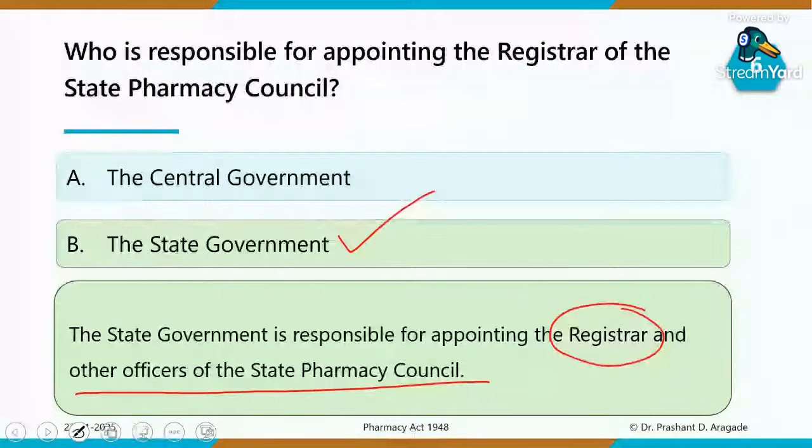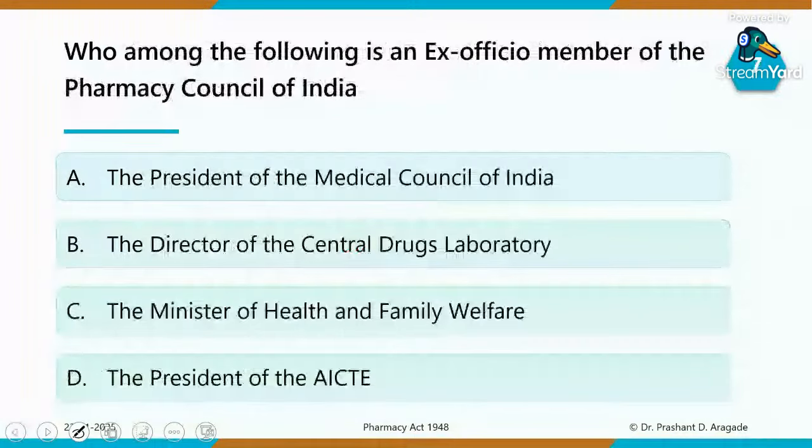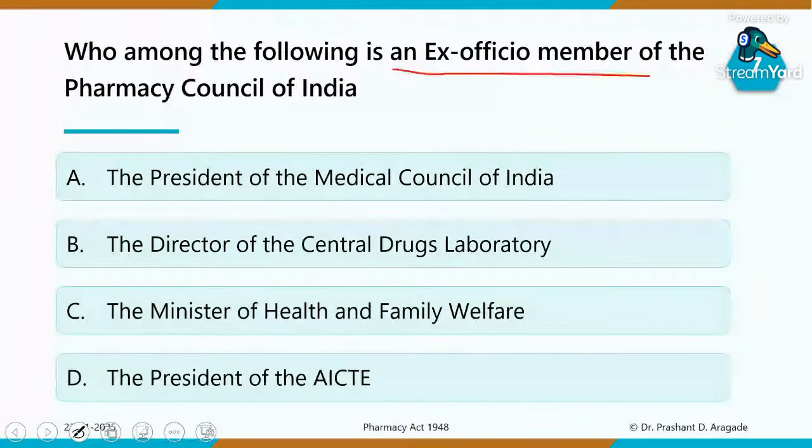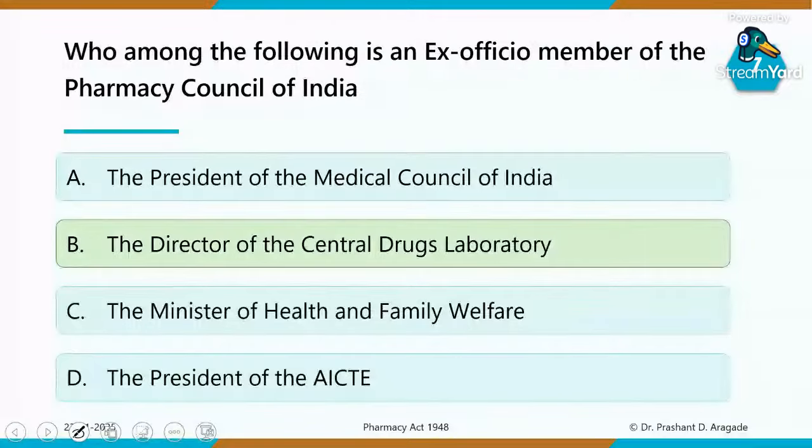Question number 7. Who among the following is an ex officio member of the Pharmacy Council of India? Now see the question. They have not asked who is not an ex officio member. They have asked who is an ex officio member of PCI. Whether the President of Medical Council of India, or Director of CDL, or Ministry of Health and Family Welfare, or President of AICTE? Already we have discussed this question. The correct answer is the Director of Central Drugs Laboratory.